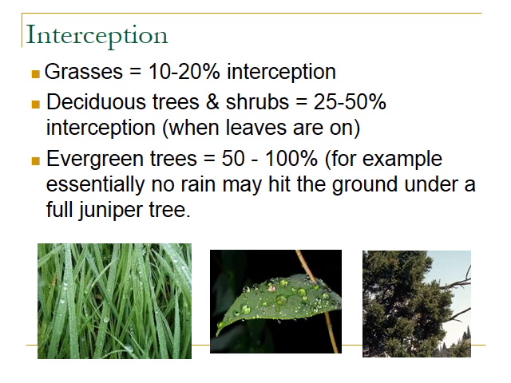Interception, then, is when water is intercepted by the vegetation. So grasses intercept 10 to 20% or a bit less of the rain that hits landscapes. Deciduous trees and shrubs have higher levels of interception, 20 to 50%, when they have leaves on them, in the case of deciduous trees. Evergreen trees, on the other hand, can intercept nearly 100% of the rainfall, which is what happens under juniper trees. Really high interception.